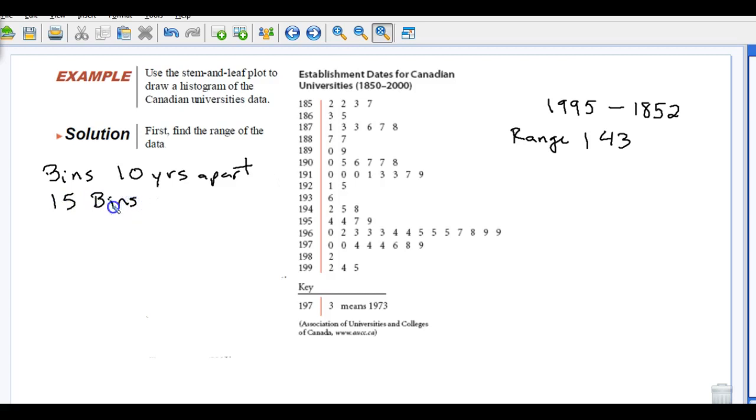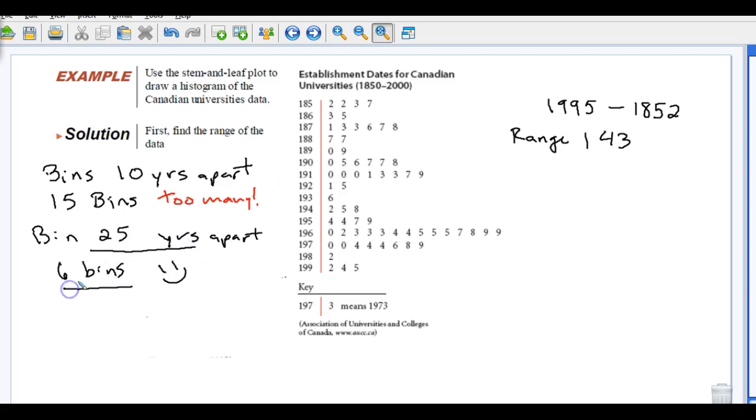And remember, we want between about 5 and 10. So this would be too many. Alright, so we don't want that. Let's try something else. Maybe we want our bins to be 25 years apart. So if I go to 150, 25, 50, 75, 100, 125, 150, that would give us 6 bins, which is much more manageable. So 6 bins seems like a good number. We're going to go with 25 years apart, and make 6 bins.